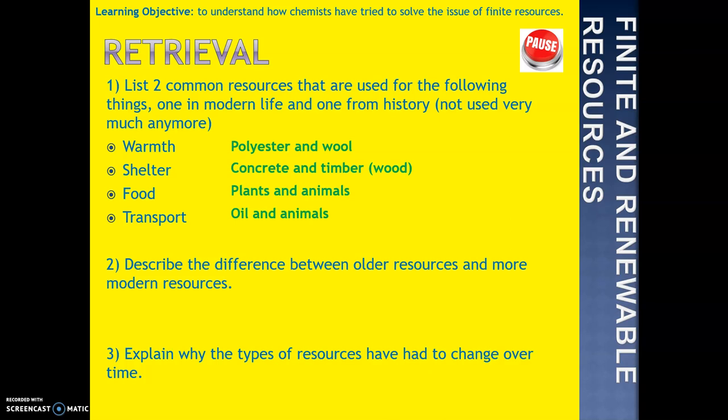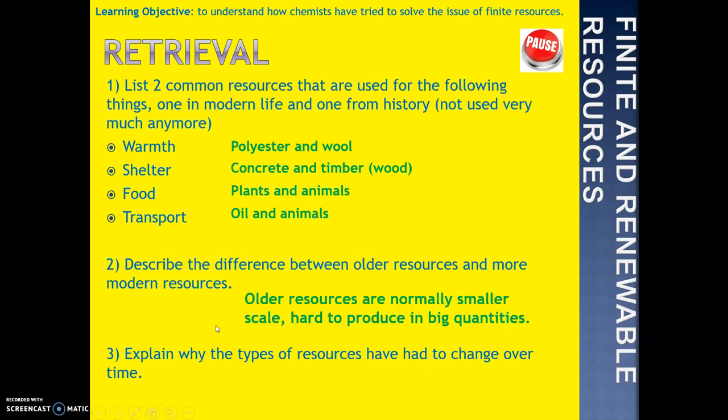Question 2, describe the difference between older resources and more modern resources. Well, to put it simply, older resources are normally smaller scale and hard to produce in big quantities. Modern resources are normally on a much larger scale and can be made in batch products and are easier to produce in large quantities. So that's the difference between them there.